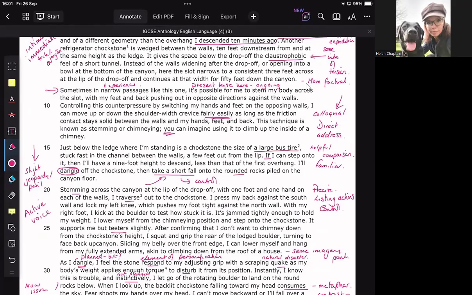Line 20, we have more technical vocabulary. And I wouldn't list all the examples of this. I'd say, Ralston uses an extensive technical vocabulary such as blah, blah, blah, to suggest not only his confidence, but also his familiarity with his surroundings.